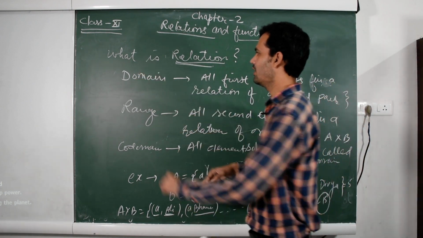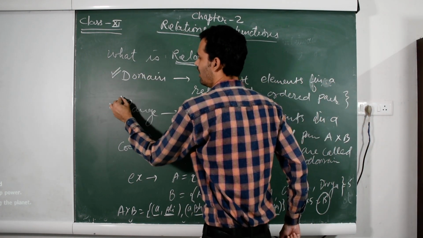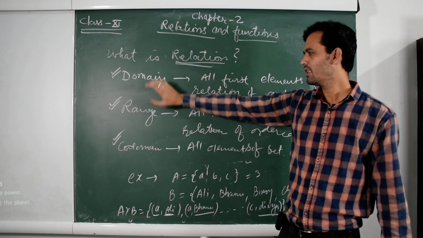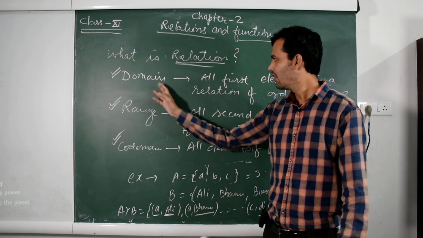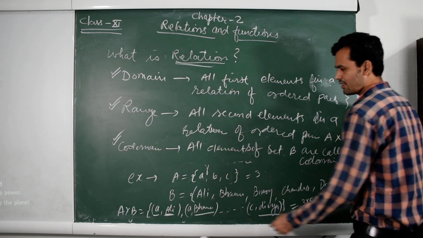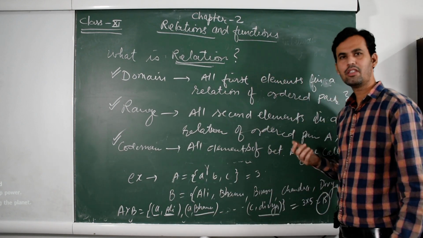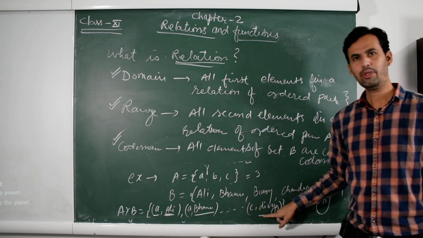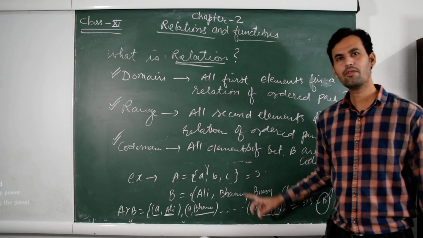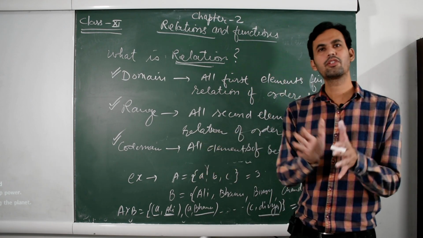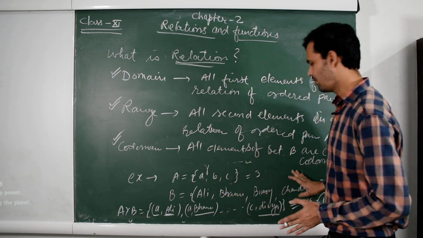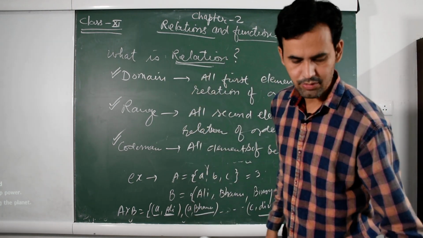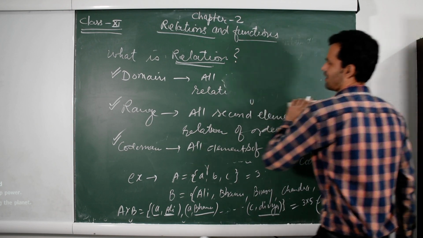So these are three important things: domain, range and codomain. In exercise 2.2 we have to find domain, range and codomain in the full exercise. So now you understand what is relation, what is domain, range and codomain. Domain is all first elements of the ordered pairs, range is all second elements of the ordered pairs and codomain is all elements of set B. These are the terms which we use in the next exercise.